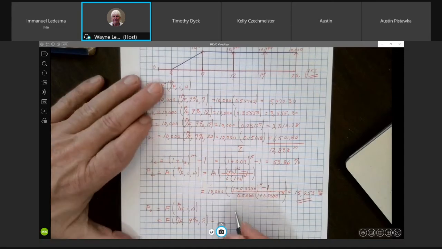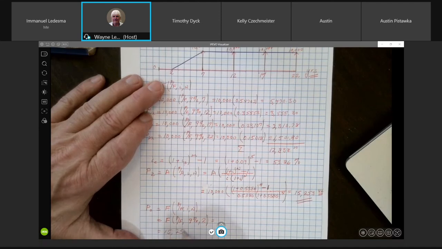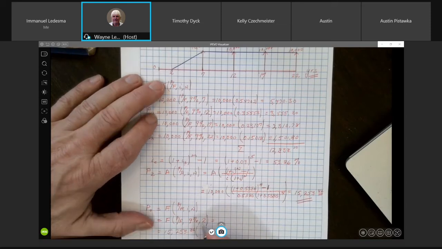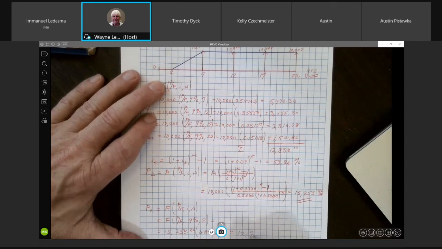And if we do that, we should have the amount 15,253.86 times this factor, which is 0.84168, which is, when you do that arithmetic, 12,838.87.